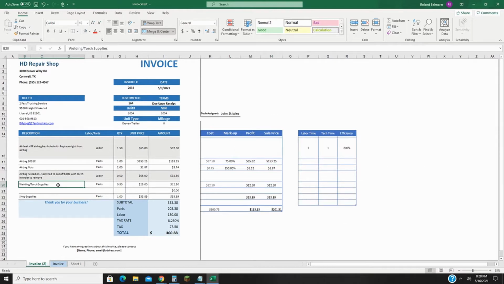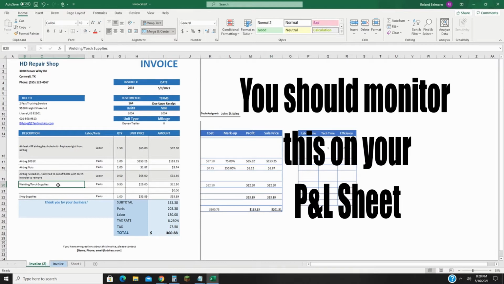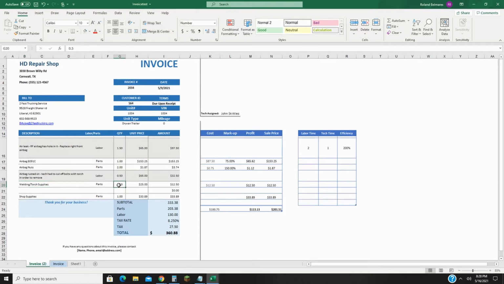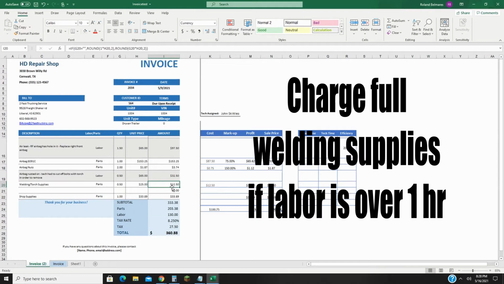Whenever you have to use them, you need to account for the consumables on those, and you need to replenish them, so you need to have money to replenish them. I charged here $25, which is what I normally charge for welding supplies. Of course, we're only cutting off one airbag, so I charged half of what I normally would charge. So the charge is going to be $12.50 to this customer.